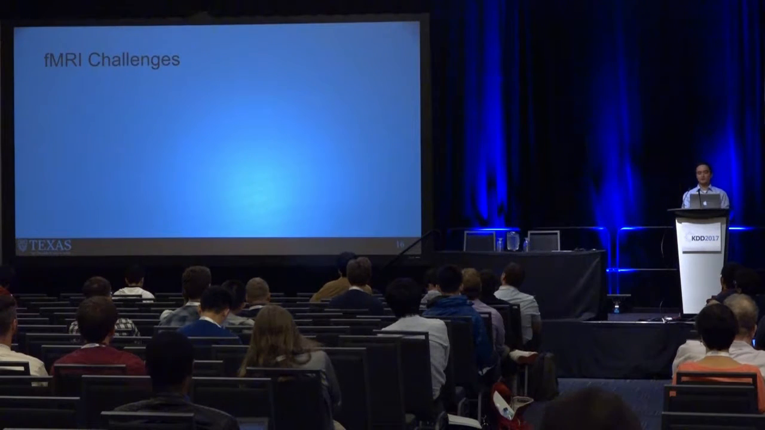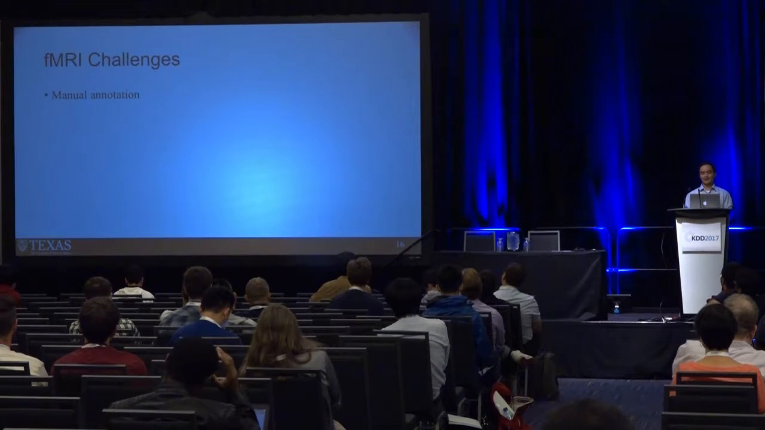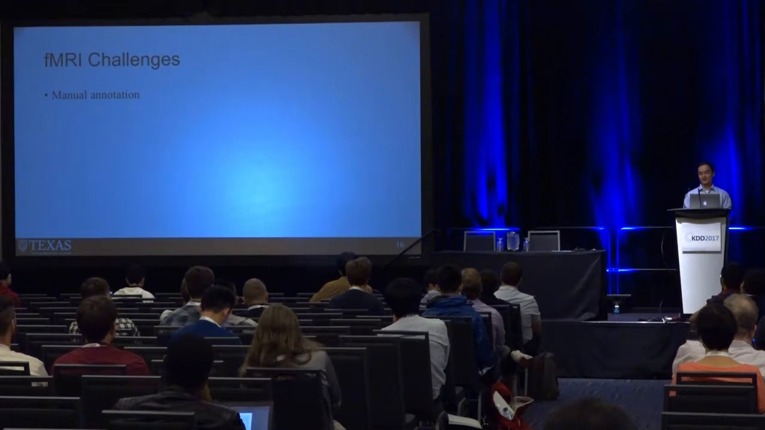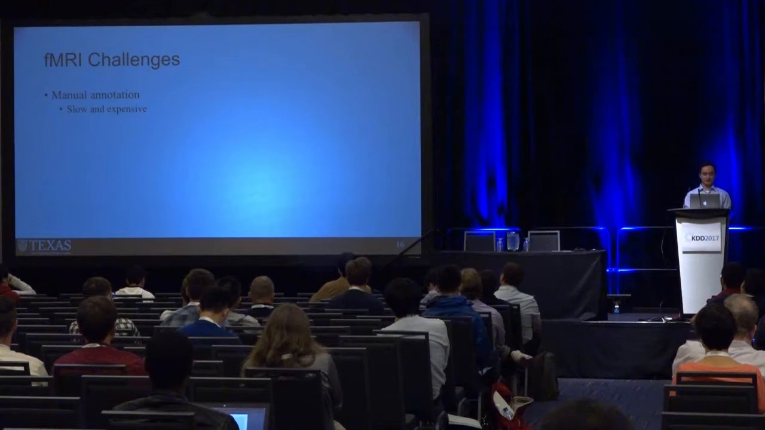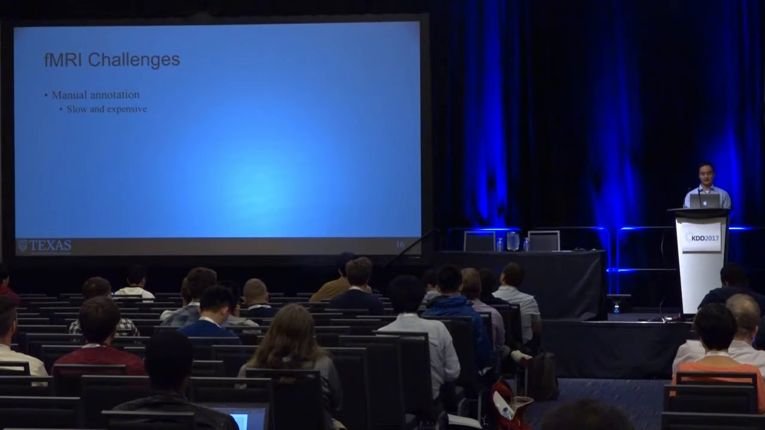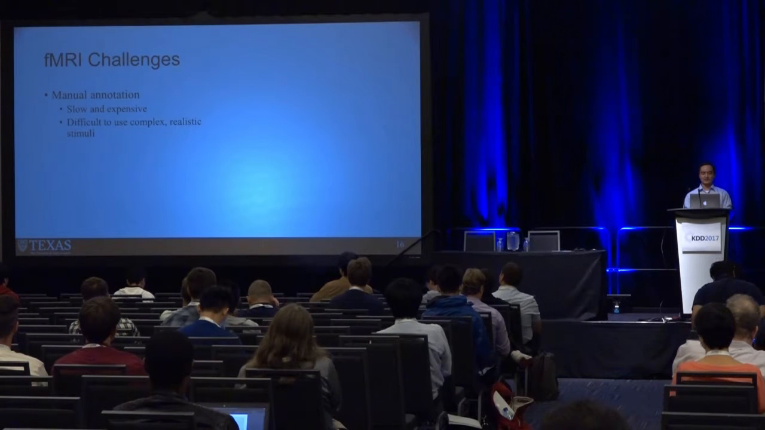So some problems with current fMRI research now is that a lot of researchers are manually annotating their stimuli, and this can be a very slow and expensive process, as you can imagine. And so Pliers will firstly solve this problem of manually annotating things. In particular, this makes it difficult to use realistic stimuli.